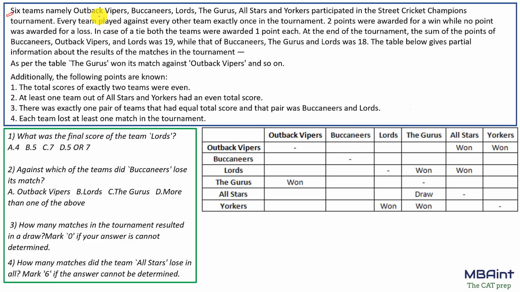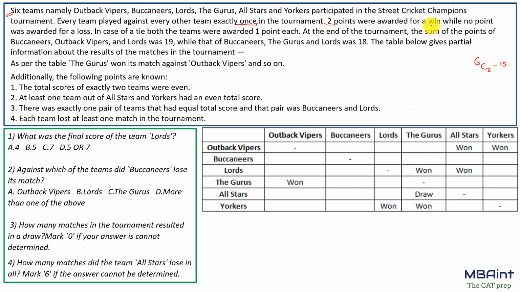6 teams, I'll just name with the initials O, B, L, G, Stars, Yorkers, participated in the Street Cricket Championship tournament. Every team played against every other team exactly once. So by this point we know how many matches would have been played. 6 teams and every team playing exactly once means the total number of matches would have been 6C2, that is 15. And each team would be playing 5 matches against the other teams.